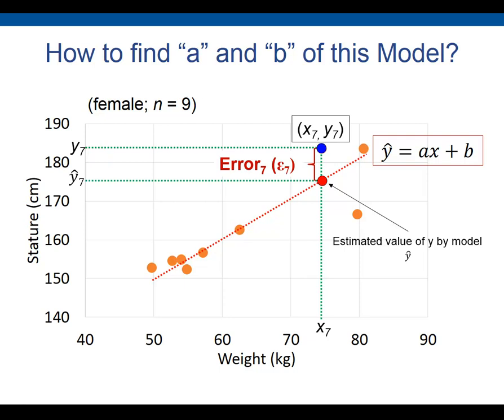So we want to see the difference. The difference is the prediction error. Sometimes people say it's a residual or it's error. The concept here is we want to build a model B that passes through the center of the 9 data points. How can we do that? We have to minimize the summation of the total error. So this is error number 7, and there should be errors number 1, 2, 3, 4, 5, 6, 7, 8, 9. So there should be 9 errors, because we have 9 data points. We have to minimize the error.